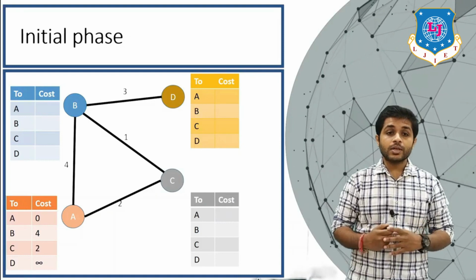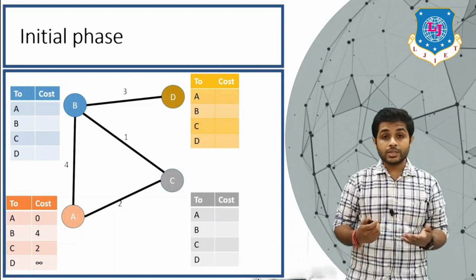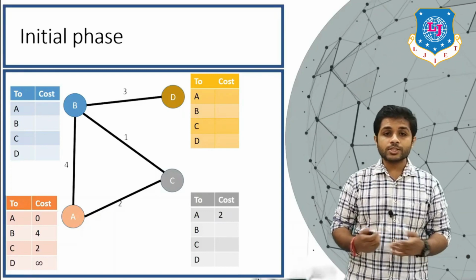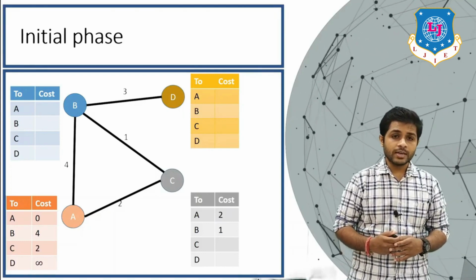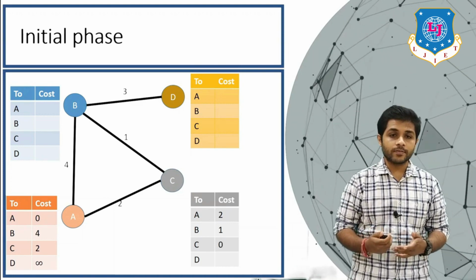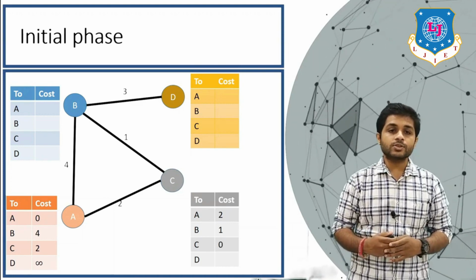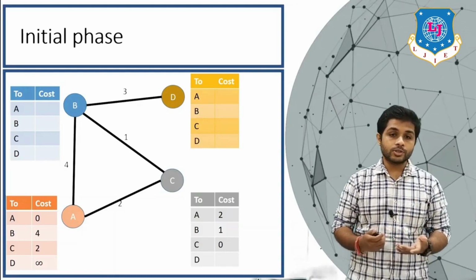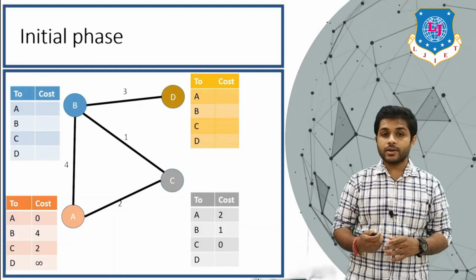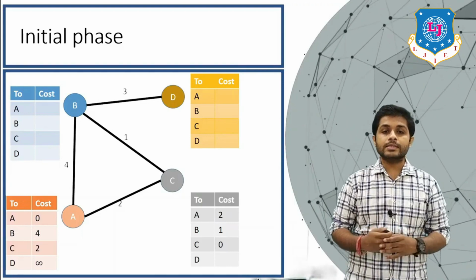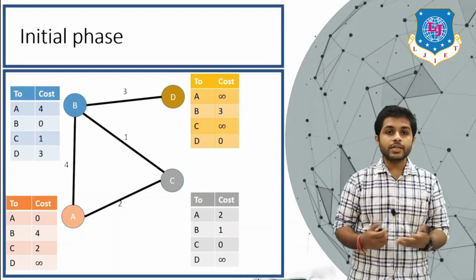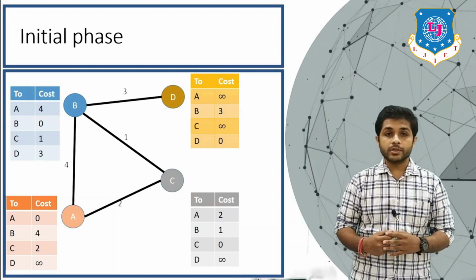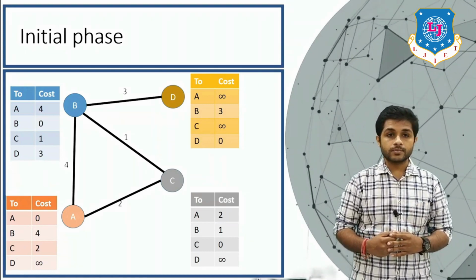Now C knows the distance to A, which is 2. C knows the distance to B, which is 1, and C knows the distance to itself. But C doesn't know the distance to D because router D is not directly connected to C. So C will put infinite in its entry. So after the initial phase, all the routers will share their tables with adjacent routers.